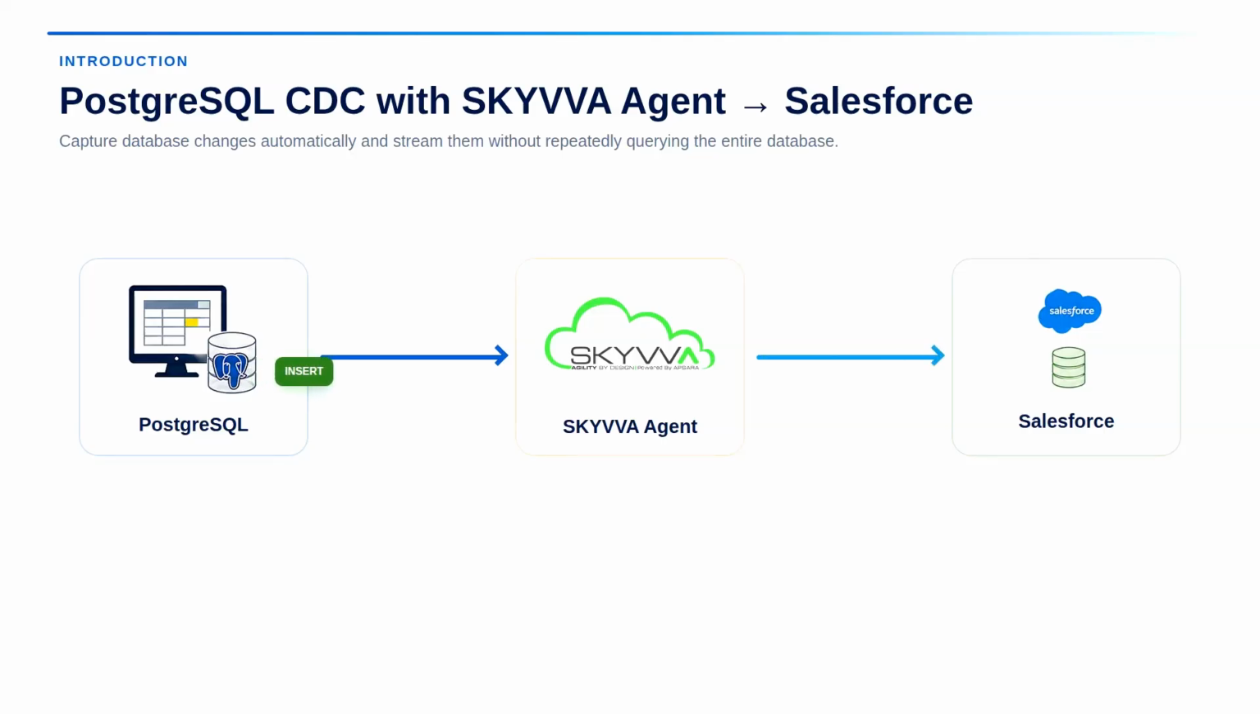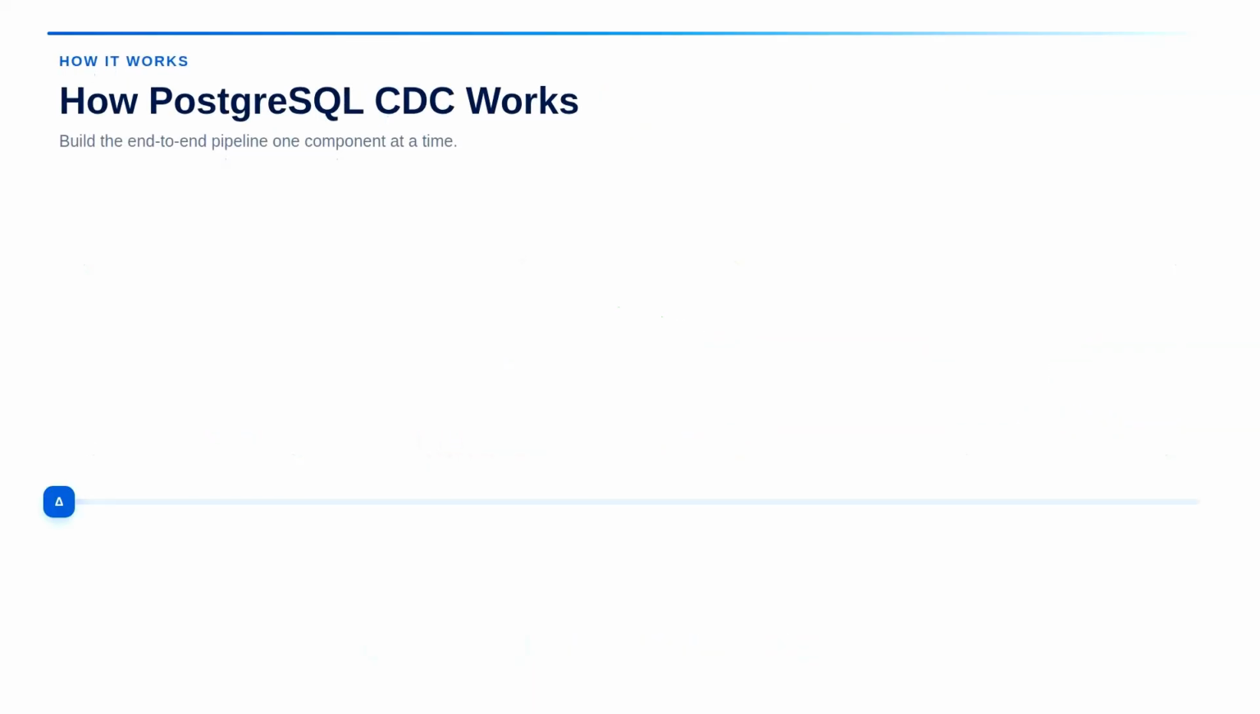PostgreSQL CDC captures insert, update, and delete changes using write-ahead logging and logical replication. The SKYVVA Agent processes these changes and streams them to Salesforce without repeatedly querying the entire database. Here is how the end-to-end flow works.